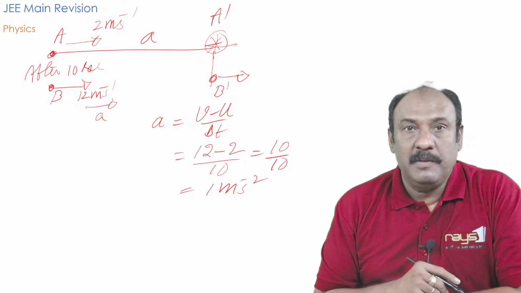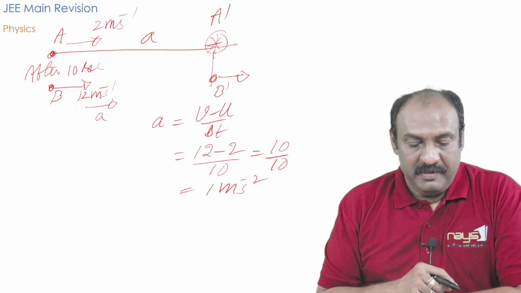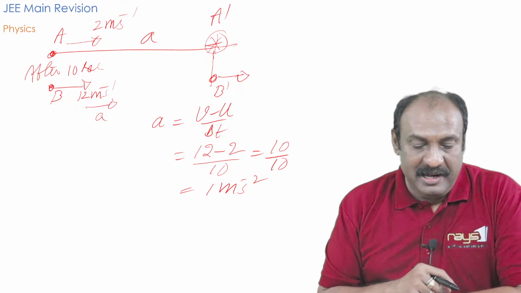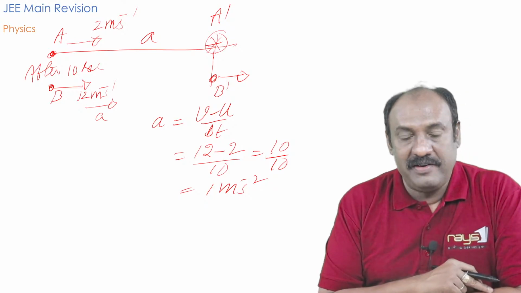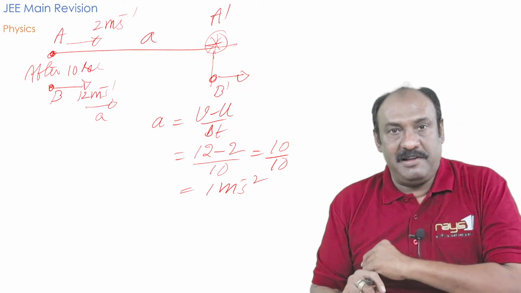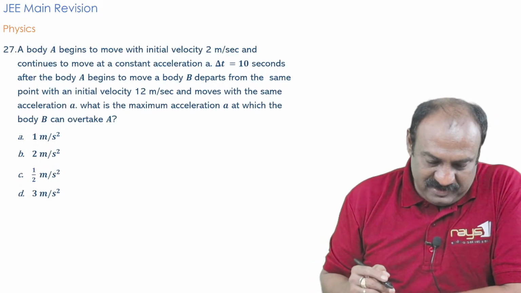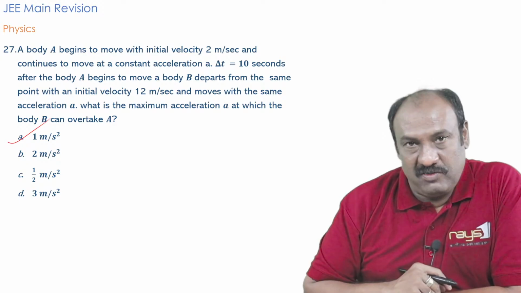so that even though B starts 10 seconds after starting motion of the body A at one particular point along straight line, then both has to cover with an acceleration 1 meter per second square. So this is the explanation for question number 26. So answer is 1 meter per second. 27. Answer is 1 meter per second square.